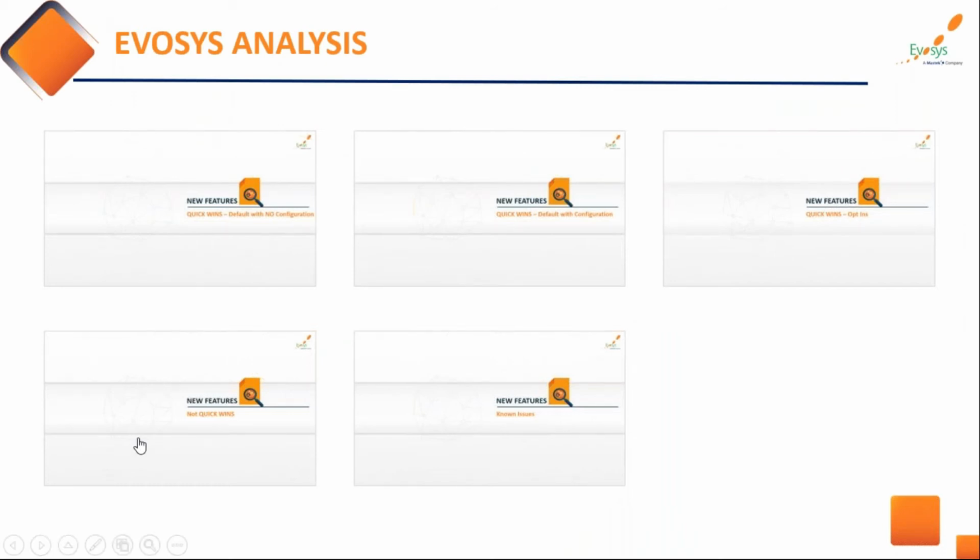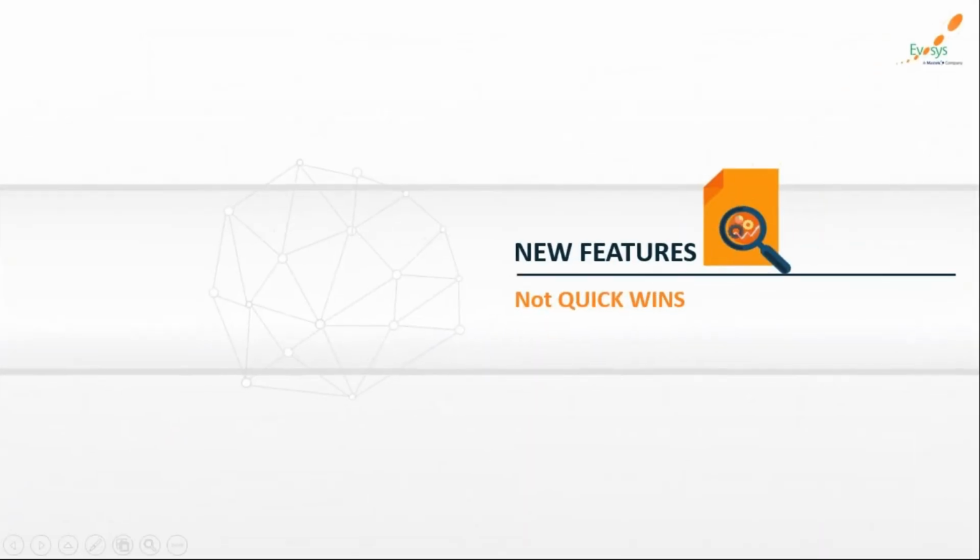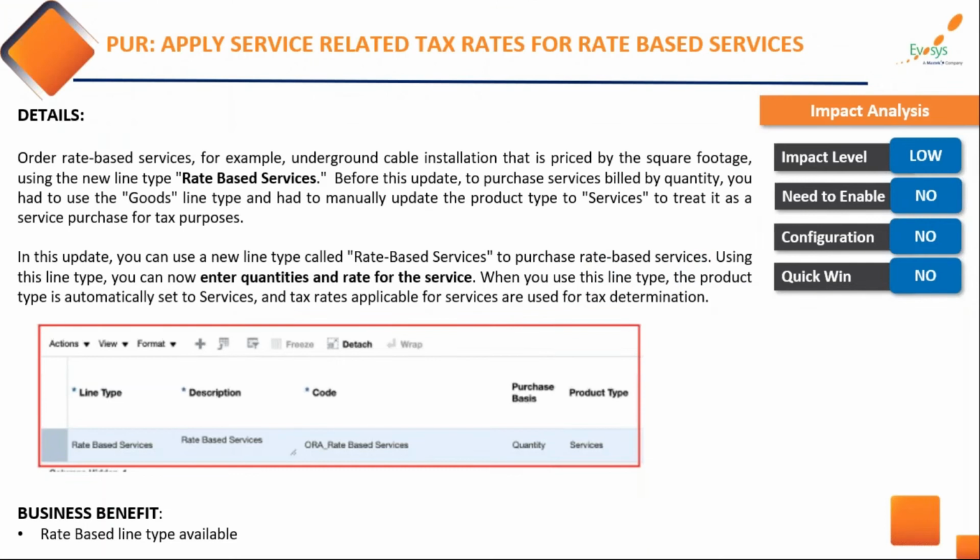Coming to the ones which we feel may not have a major impact, which fall under the not quick win part. Starting with purchasing, is to apply service related tax rates for the rate based service types. There is an addition, I would say, of a new line type called rate based services, which is majorly capturing the product type as services. Earlier this was not available, and we used to create the line type as goods and make sure that the product type remains service to capture any service related procurement.